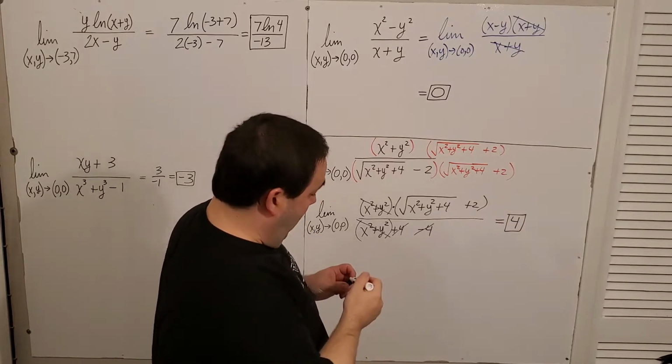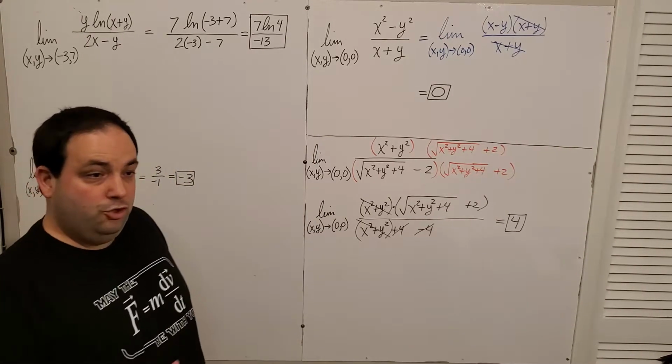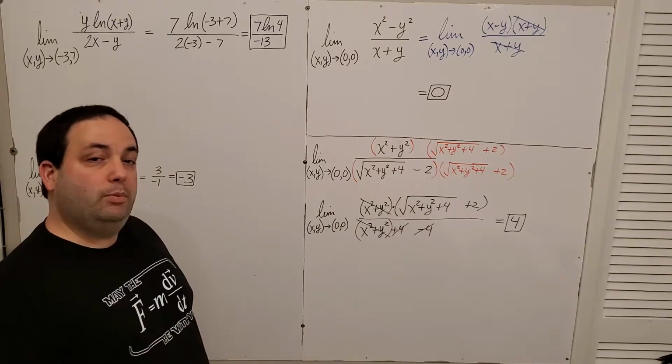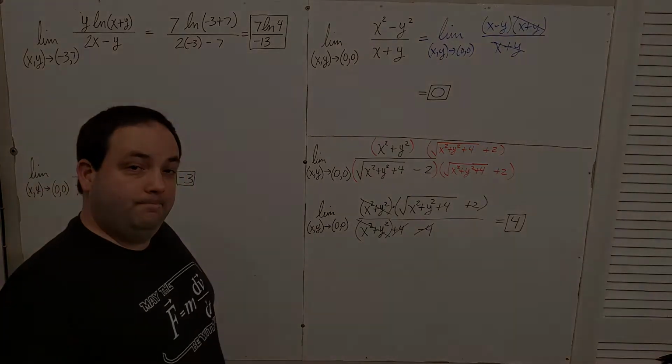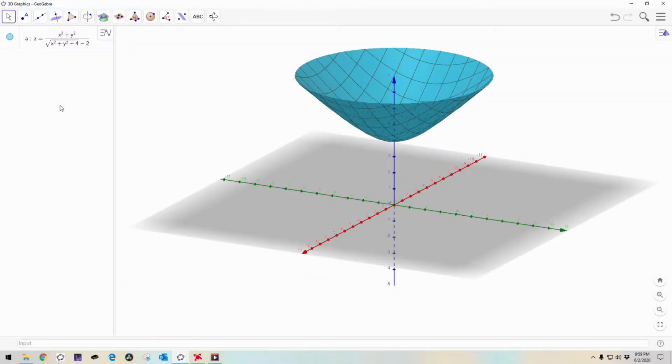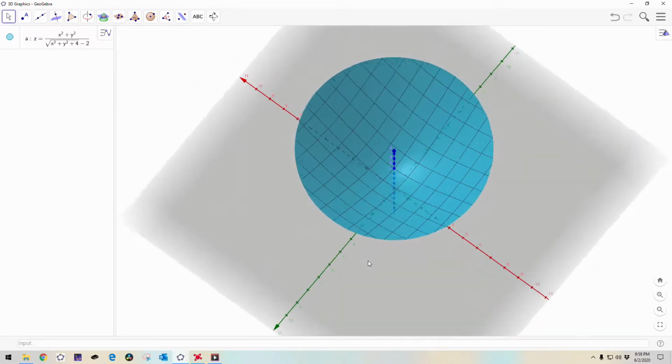Okay? So a lot of the ideas behind limits, especially on these first few, should be the same. Is it something that I can plug in? Is it something that I can simplify? Let's take a look at that last one we just calculated. It's the function x squared plus y squared over the square root of x squared plus y squared plus 4, and then minus 2 still in the denominator. It's this bowl shape right here. As you can see, it looks completely connected and filled in.